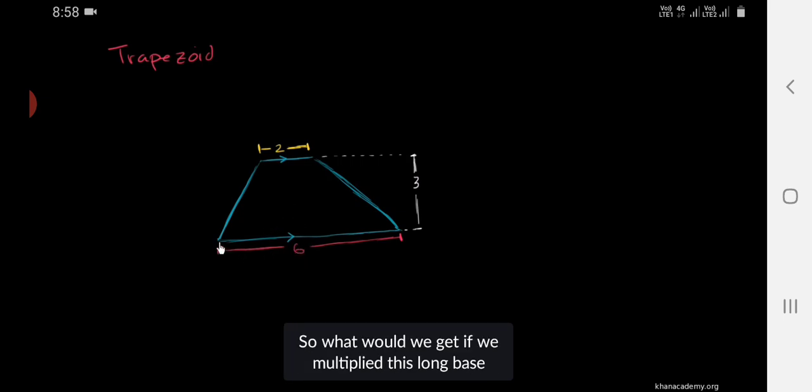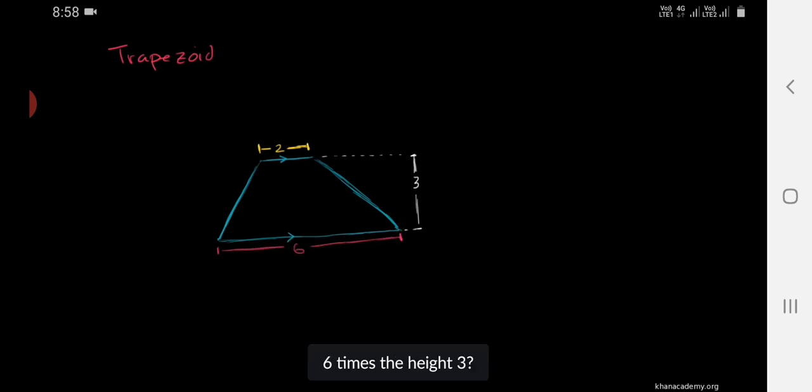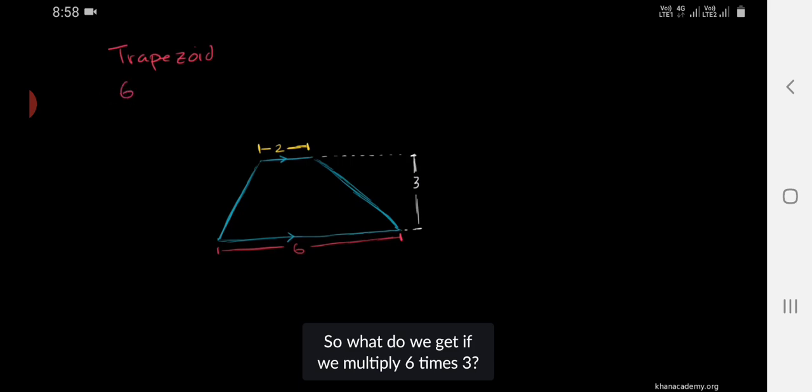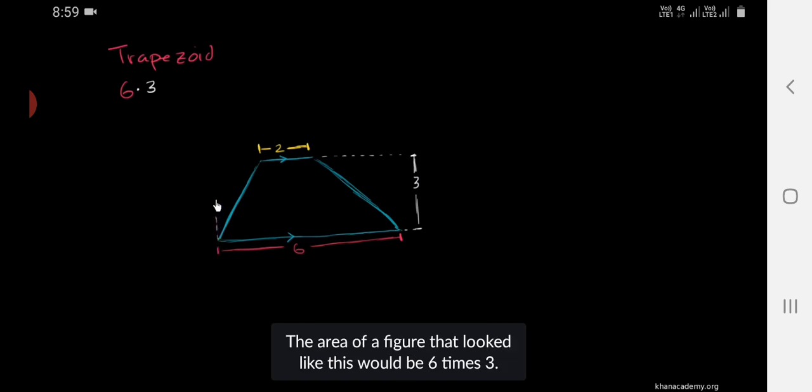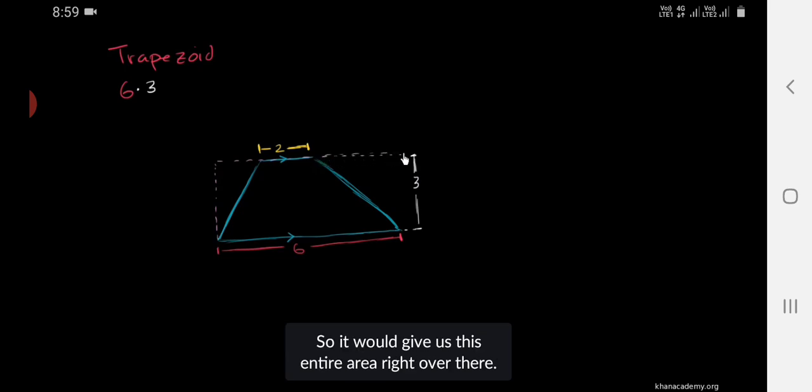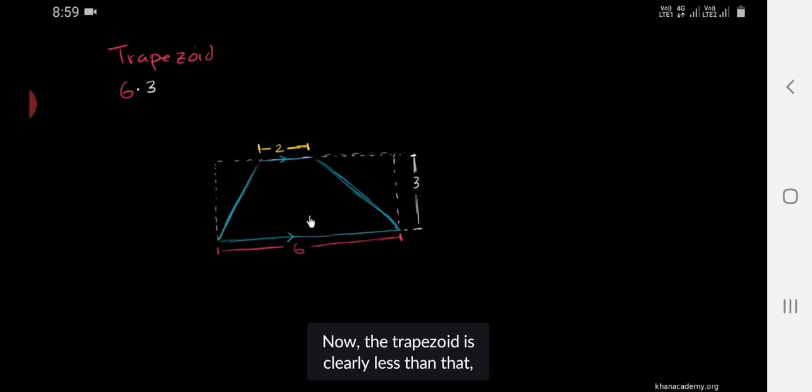So what would we get if we multiplied this base, this long base 6, times the height 3? So what do we get if we multiply 6 times 3? Well, that would be the area of a rectangle that is 6 units wide and 3 units high. So that would give us the area of a figure that looked like, let me do it in this pink color, the area of a figure that looked like this would be 6 times 3. So it would give us this entire area right over there. Now the trapezoid is clearly less than that, but let's just go with the thought experiment.